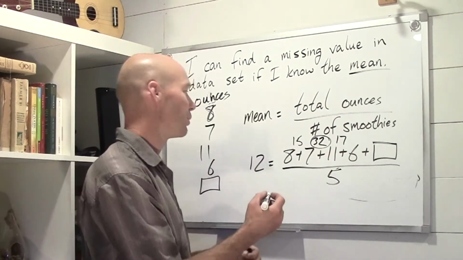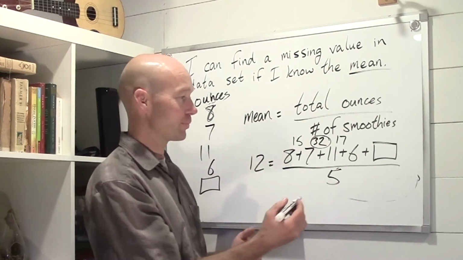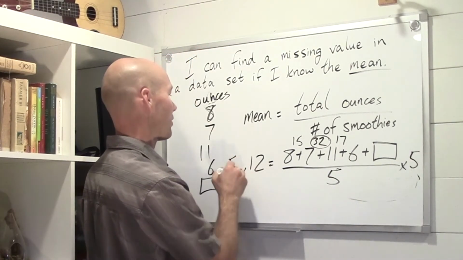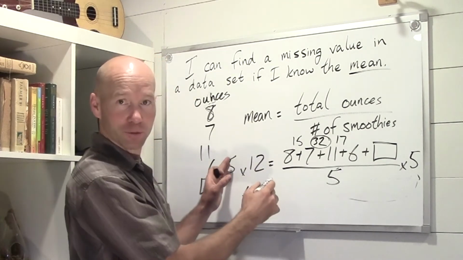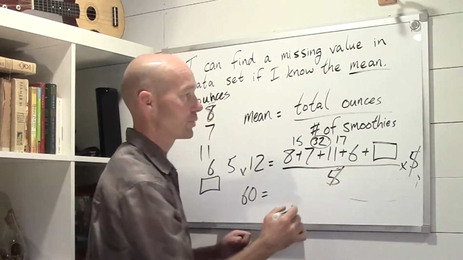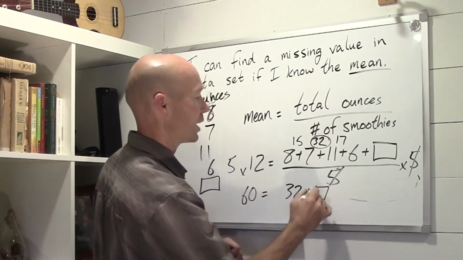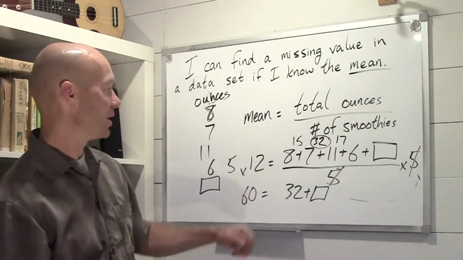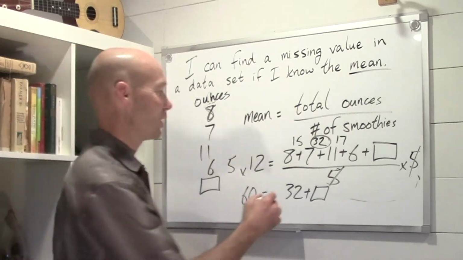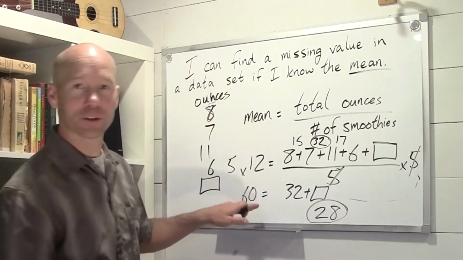So what are we going to do? We can multiply both sides of this equation by 5, right? So we're going to multiply this side by 5, and we're going to multiply this side by 5. So we get 60, because 5 times 12 is 60. Well, 5 divided by 5 cancel each other out. So we get 60 equals 32 plus blank. Well, what goes in the blank? All we need to do is subtract 32 from both sides, and we get 28. 32 plus 28 equals 60.